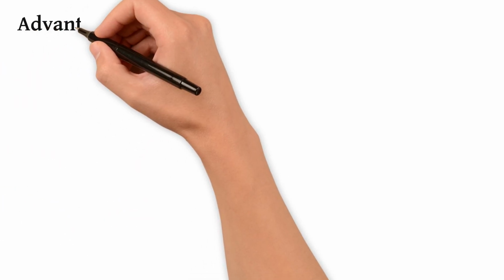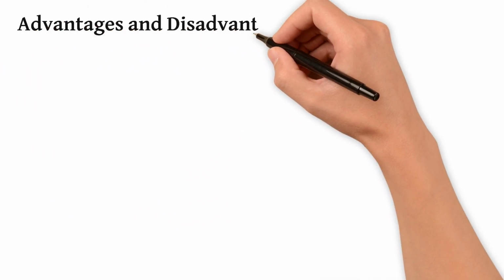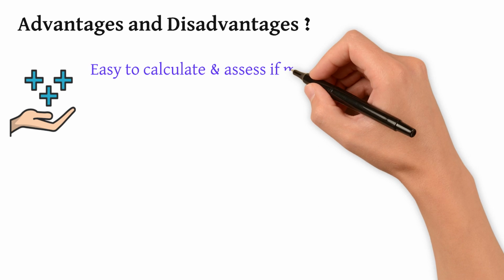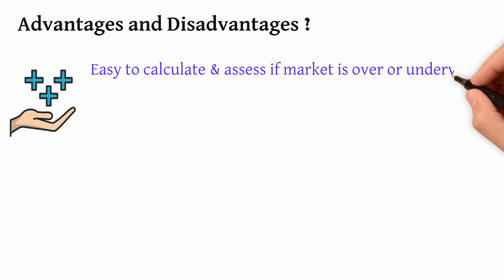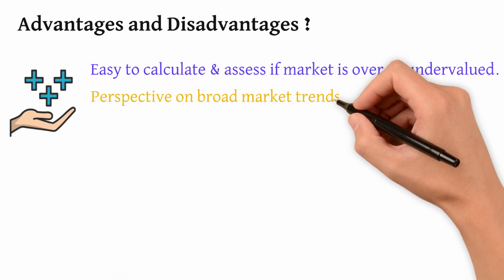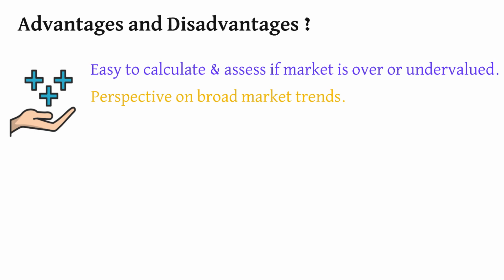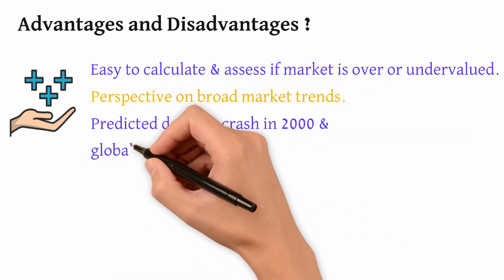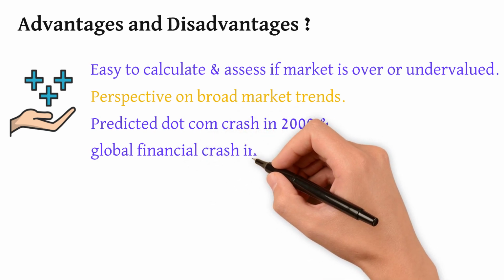So what are some of the advantages and disadvantages of the indicator? The Buffett Indicator is fairly easy to calculate and allows investors to quickly assess whether the overall market is overvalued or undervalued. It provides a perspective on broad market trends. Historically, it predicted major corrections, for example, the dot-com crash in 2000 and the global financial crash in 2008.